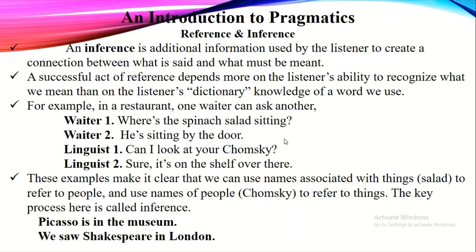Let's suppose you are a linguist and ask another one, "Can I look at your Chomsky?" The second linguist replies, "Sure, it's on the shelf over there." These examples make it clear that we can use names associated with things, like salad, to refer to people, and use names of people like Chomsky to refer to things. The key process here is called inference. "Picasso is in the museum" and "We saw Shakespeare in London." Here, in these sentences, we have a beautiful example of reference and inference.